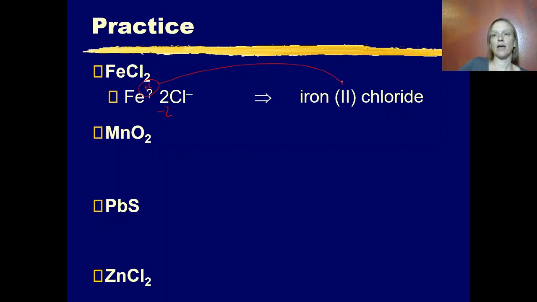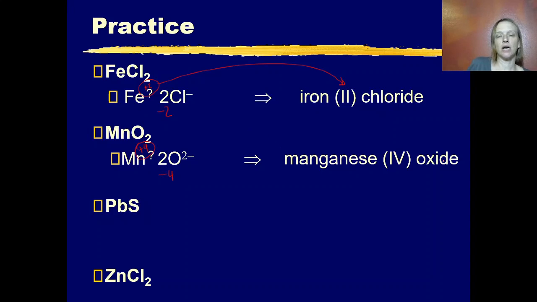That 2 reflects the charge on the iron. With MnO2, I know that I've got 2 oxygen atoms, each with a charge of -2, because oxygen ions always have a charge of -2. But manganese doesn't have a consistent charge, so I've got a question mark there for now. But if I've got 2 -2 charges, that's a total negative charge of -4. So my manganese ion here must have a charge of +4. And therefore my name is manganese 4 oxide.